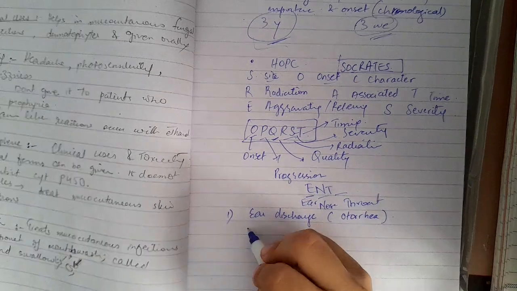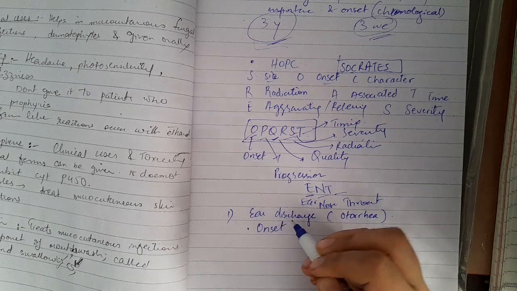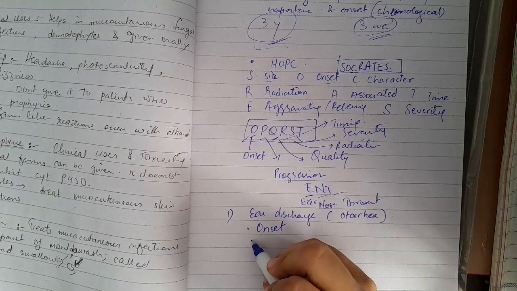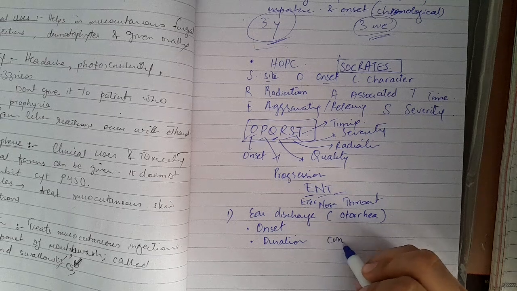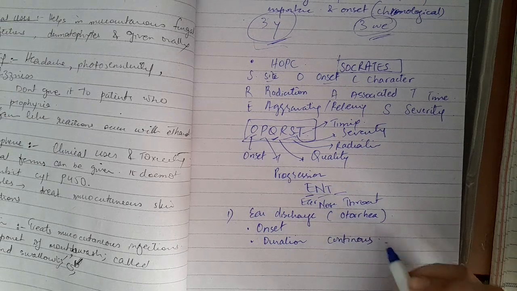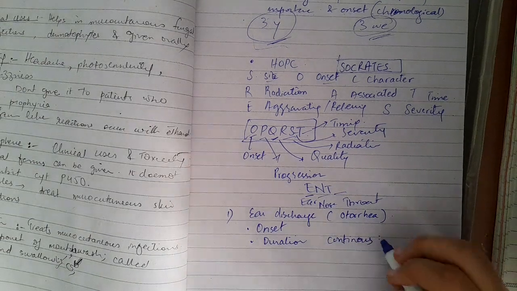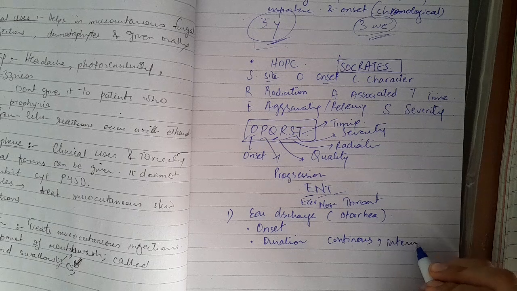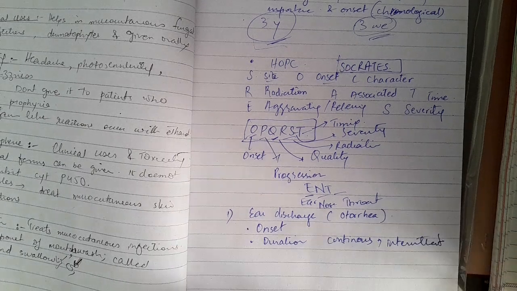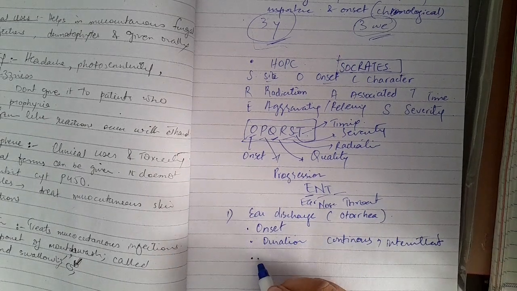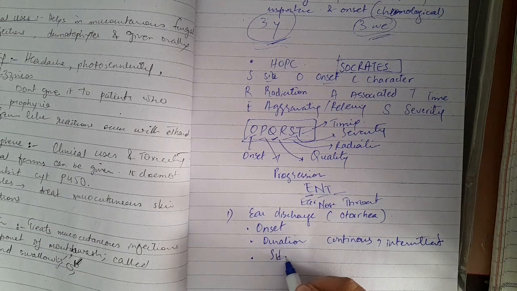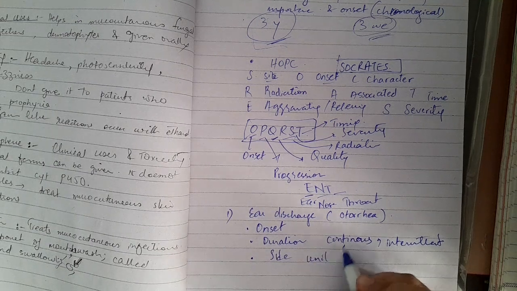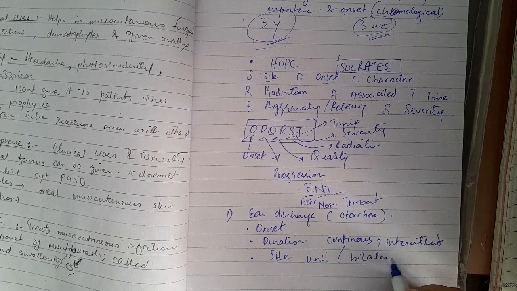Okay, we are gonna ask about its onset. When did it start? When did the discharge start? Next, duration. Is it continuous? Does the discharge keep flowing and keep flowing, or it is intermittent? It stops in the middle and then it starts to flow whenever you do a certain thing. For example, you wake up and then it starts, or you sleep then it starts. Side, whether it is unilateral or it is bilateral.